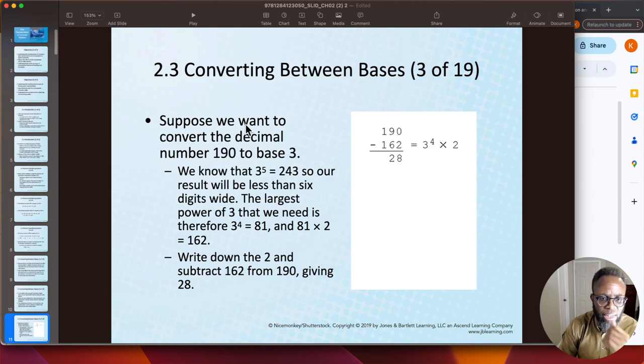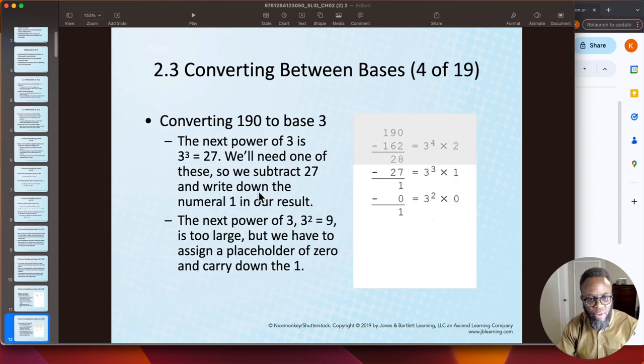Now, let's see what the slide is saying. Suppose you want to convert the decimal number 19 to base 3. We know that 3 to the 5 is 243. So our result will be less than 6. Now, I am not a big fan of such. I am generally a fan of doing the modulus. Let me just go down the slide and see if this is the one that I'm used to. Let's say 190 minus 162 equals 3 to the 4 times 2. But the question is, how did you find out? How do you know about 162? So this is one format.